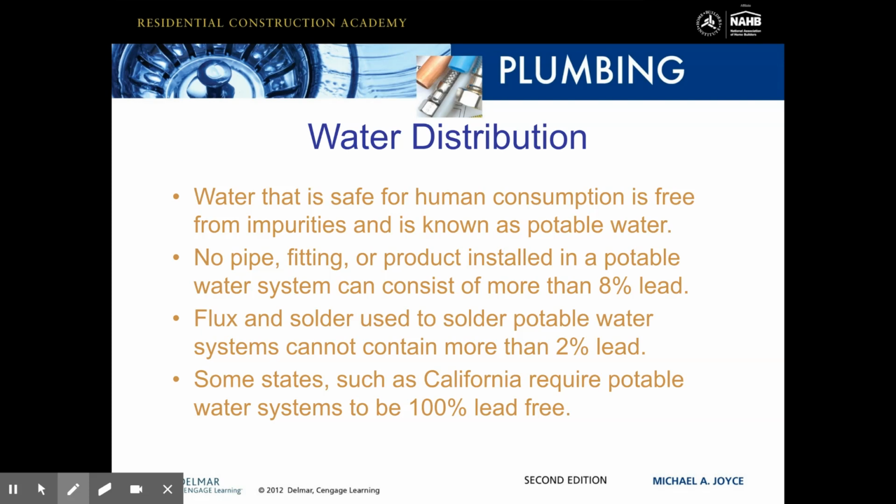Water that is safe for human consumption is free from impurities and is known as potable water. So this is your tap water from a water fountain or a faucet. No pipe, fitting, or product installed in a potable water system can consist of more than 8% lead. Flux and solder used to solder potable water systems cannot contain more than 2% lead. And of course, these make sense because we don't want lead in our drinking water. Some states, such as California, require potable water systems to be 100% lead free.